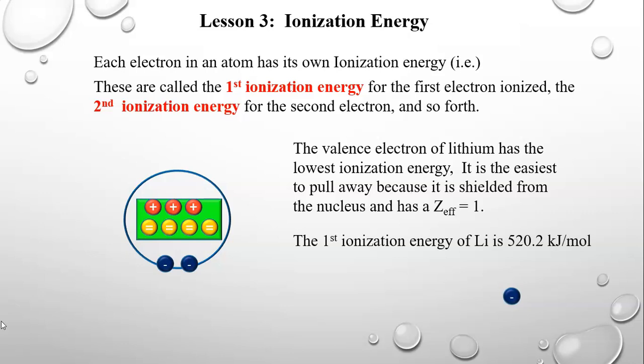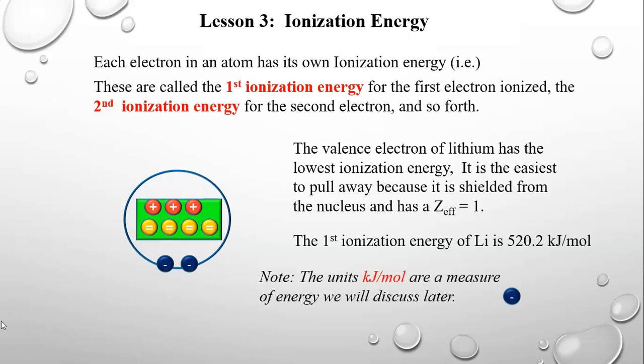The first ionization energy of lithium is 520.2 kilojoules per mole. Now that's a new unit of measure that we haven't talked about yet. We will later, but it's a measure of energy, how much energy it takes to pull away an electron. Note that the units kilojoule per mole are a measure of energy we will discuss later.